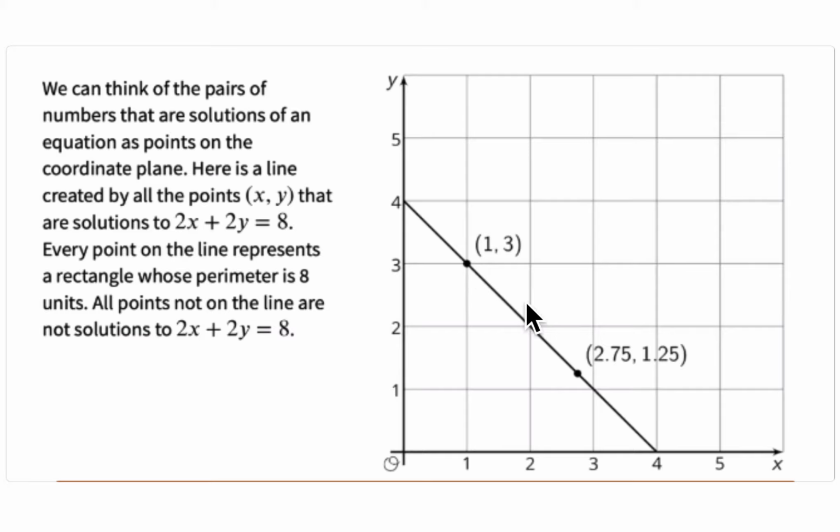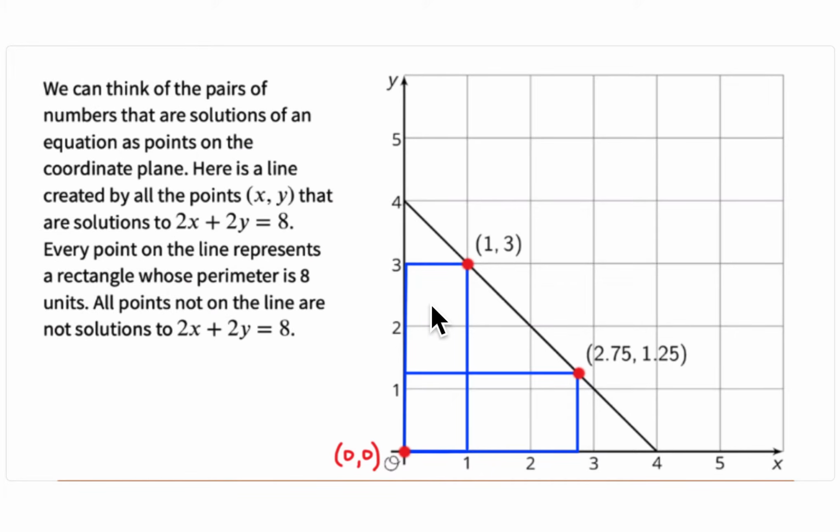So here are the 2 points that we just looked at, 1, 3. So this was a length of 1 and a width of 3, and a length of 2 and 3/4, and a width of 1 and 1/4. And it says right here that here is a line created by all the points that are solutions to this equation. If you double the length and you double the width, you get a perimeter of 8 units.